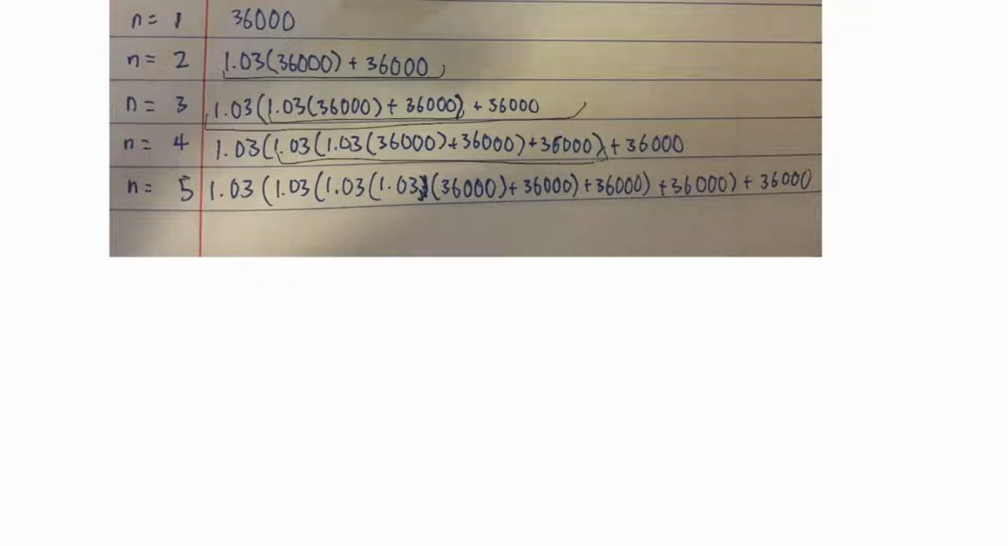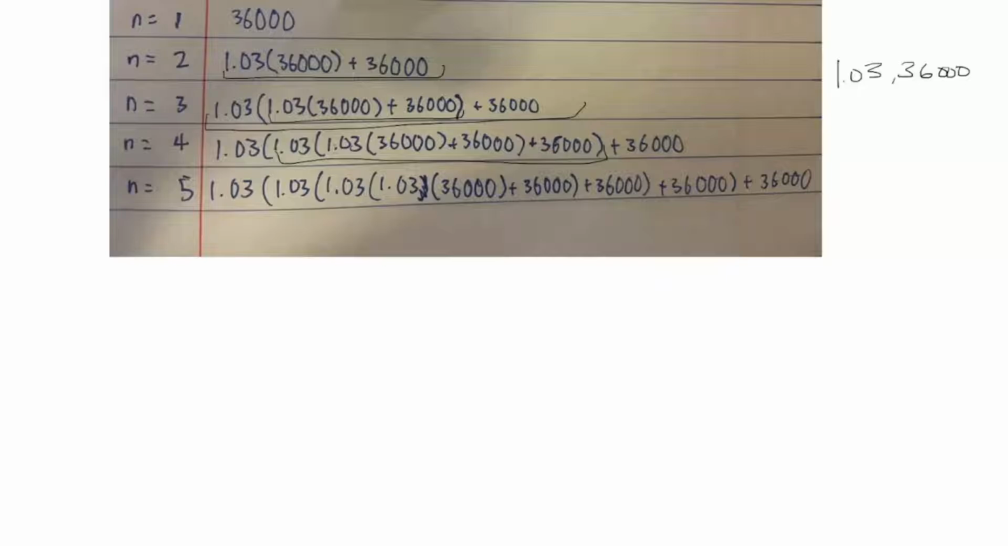And then when n equals 4, we take the previous term and do 1.03 times that previous term, add it to 36,000. And then you just keep repeating that. Now, just by looking at this, we only see two numbers. We see 1.03 and we see 36,000. So we know that 1.03 multiplies by itself and it multiplies by 36,000.